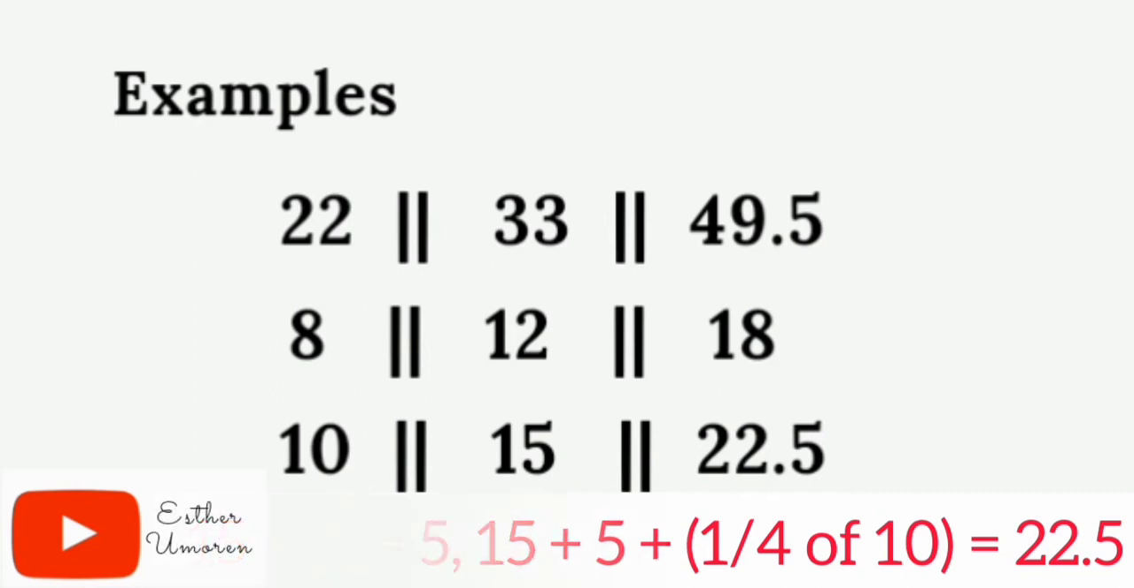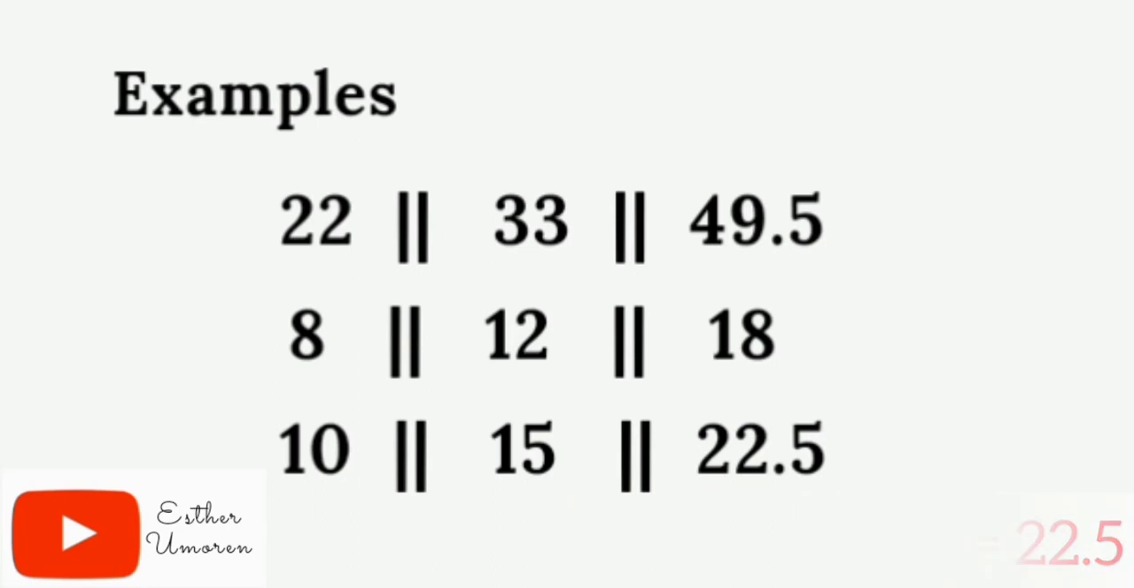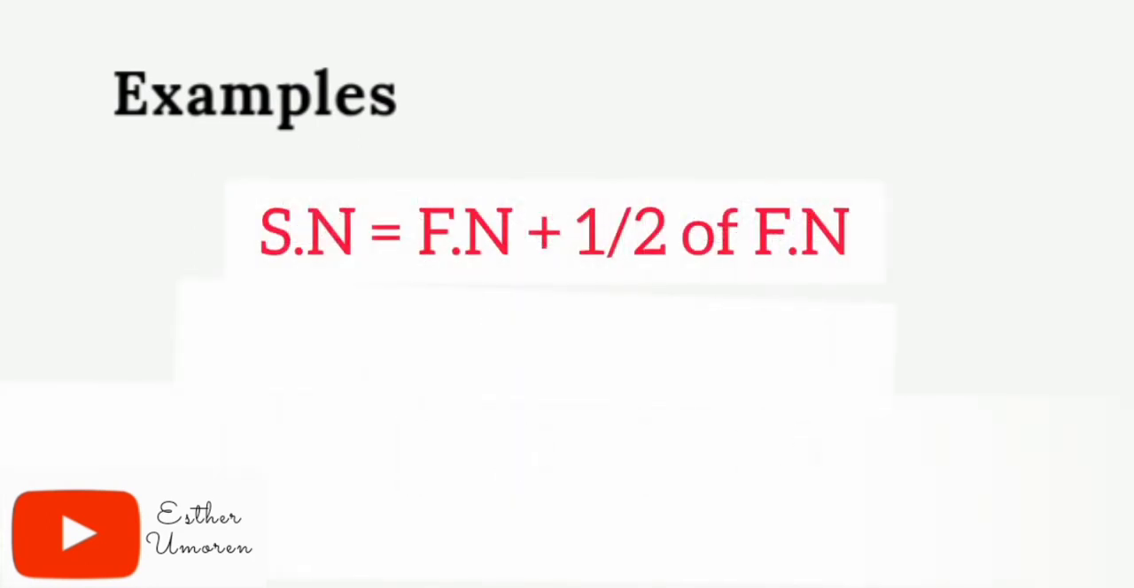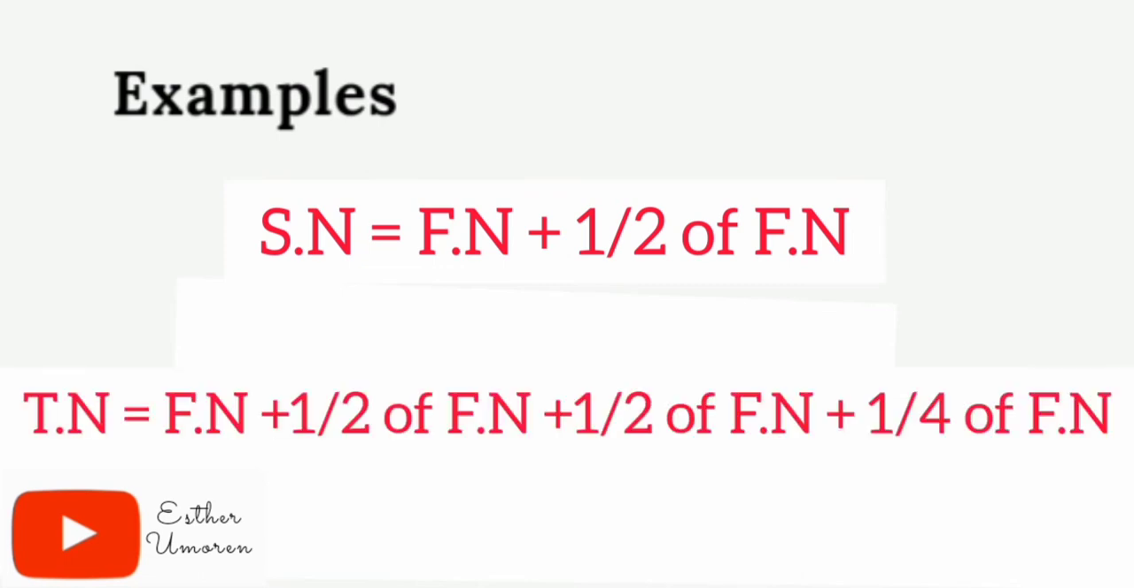So it is very safe to say that the second number is gotten from adding the first number to half of itself, while the third number is gotten from adding the first number to half of itself, to another half of itself, and to a quarter of itself. This equation explains it.